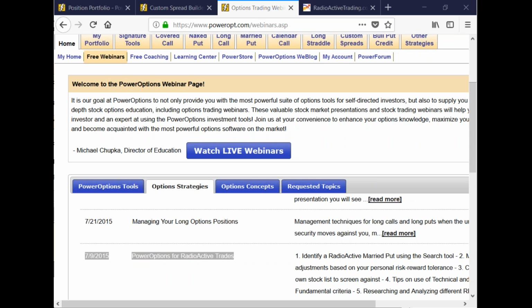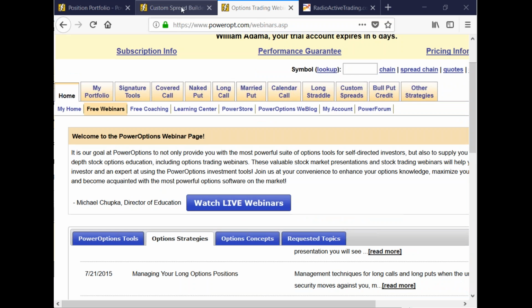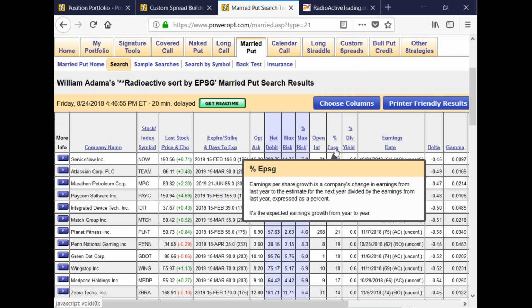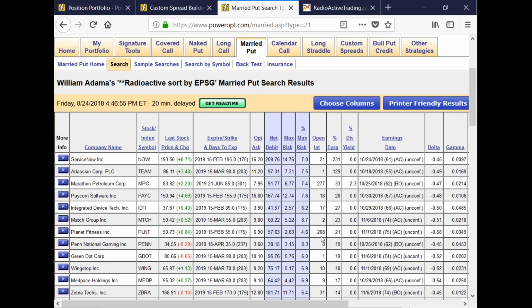Okay? Mark J. The column percent EPSG is what on the married put scanner? Well, it's available on all 23 strategies we support, but what we're showing there is the results sorted by percent EPSG. This is the earnings per share growth, the company's change in earnings from last year to the estimate for the next year, divided by the earnings from last year, expressed as a percent. It's the expected growth from year to year, Mark.